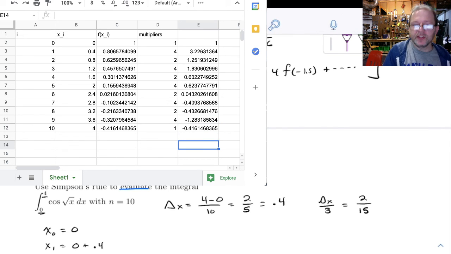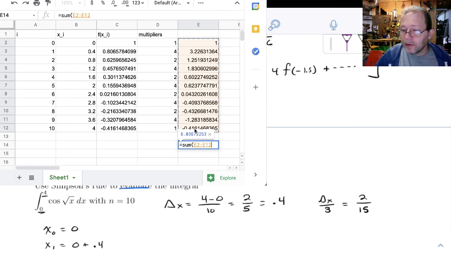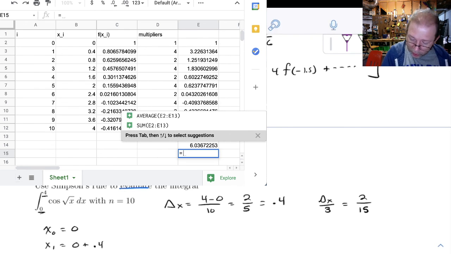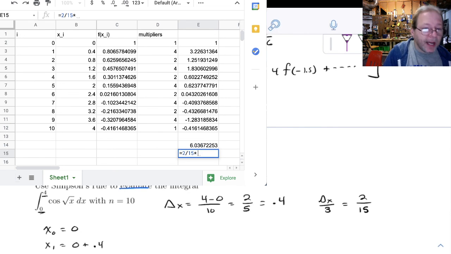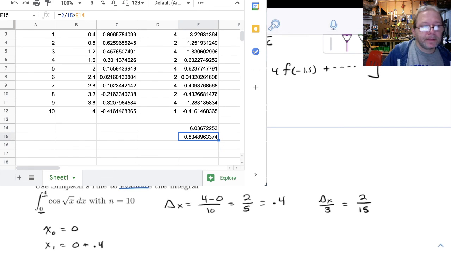And now, this is the big sum that's inside the parentheses. We've got to add these together using the sum formula, and then we'll multiply it by the delta x over 3. So this is the sum of this. And then our approximation is going to be equal to 2 over 15 times this number. So that gives me 0.8048 and so on. So that's our approximation of this integral using Simpson's rule.